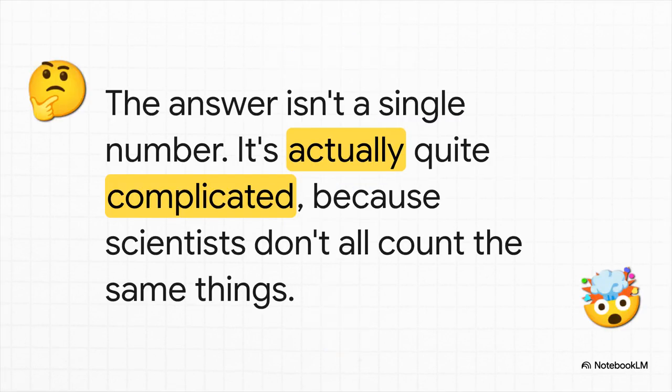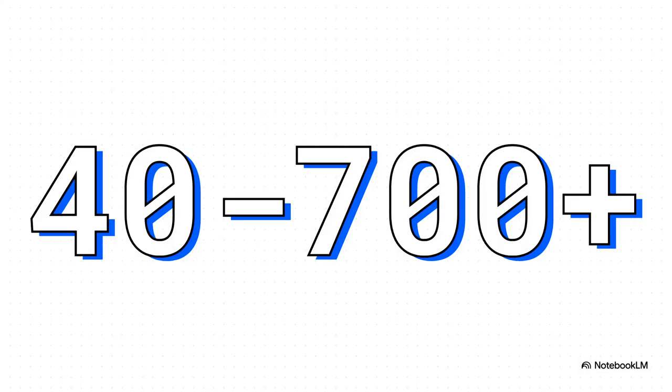Yep, the answer is it's complicated. There isn't one single official number that everybody agrees on. And the reason for that is that different scientists are, in a way, counting different things. So to really get it, we need a better way to think about the problem. So really, the best way to think about it is as a range. The final number you get depends entirely on what you're counting.